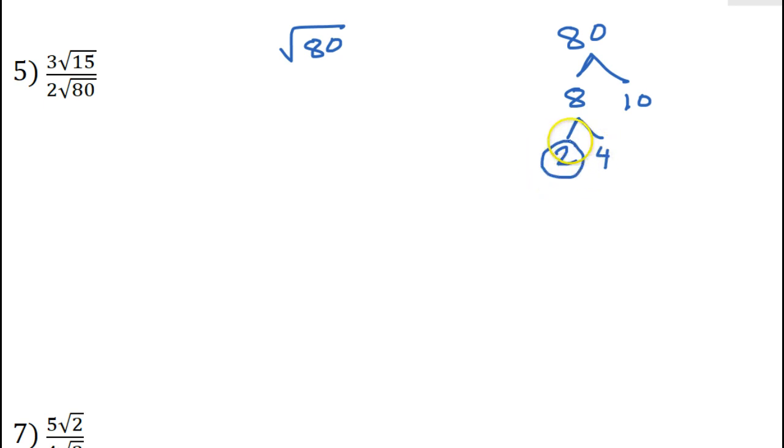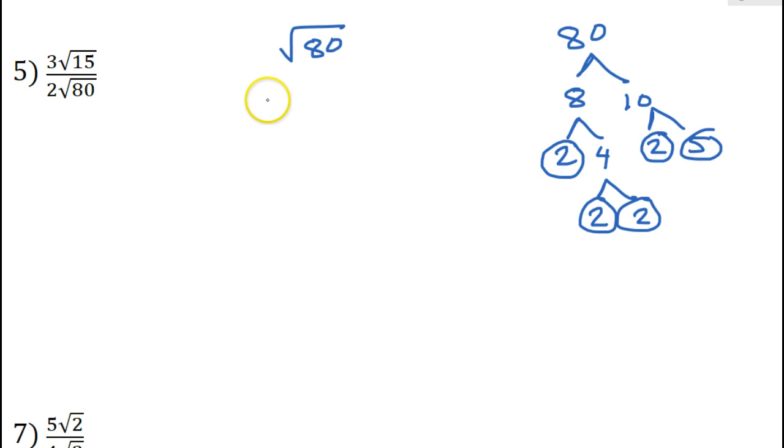2 is a prime number. 4 is 2 times 2. That's the end of that. 10 is 2 times 5. Both of those are primes. So that means the square root of 80, look, I have 4 2's. So the square root of 80 is the same thing as 2 times 2 times 2 times 2 times 5.